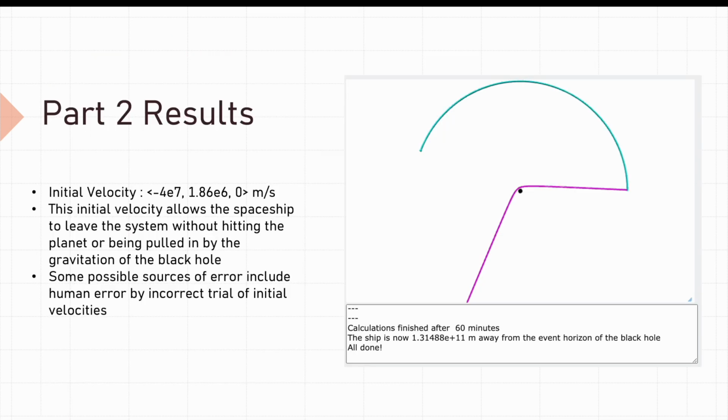So in part 2, our results, after using trial and error, it was determined that the initial velocity, -4 times 10 to the 7th meters per second in the x direction, 1.86 times 10 to the 6th meters per second in the y direction, and 0 meters per second in the z direction, allows the spaceship to leave the system without hitting the planet or being pulled in by the gravitation of the black hole. Some possible sources of error include human error by incorrect trial of initial velocities.